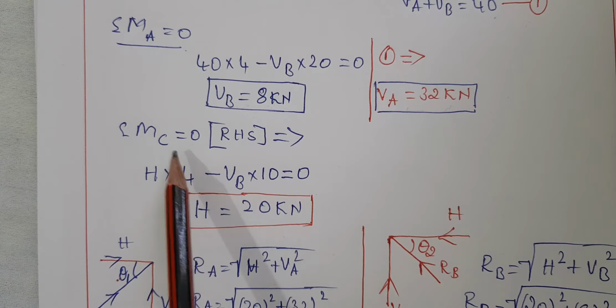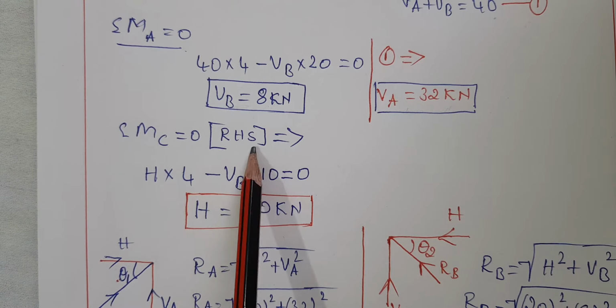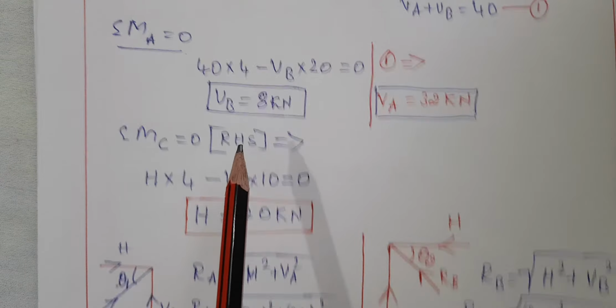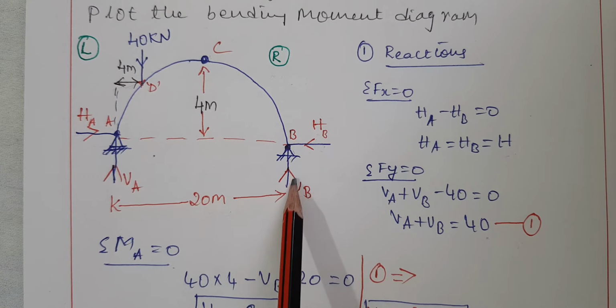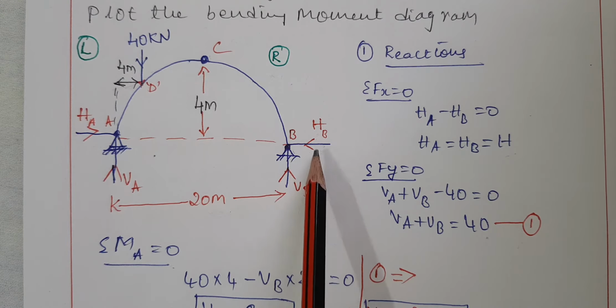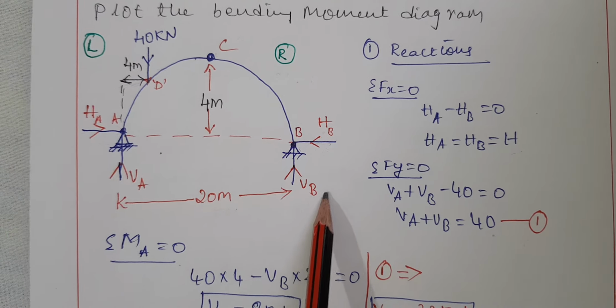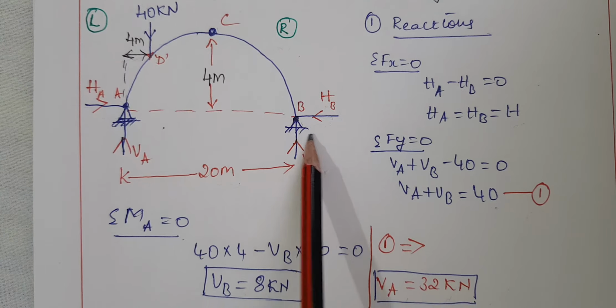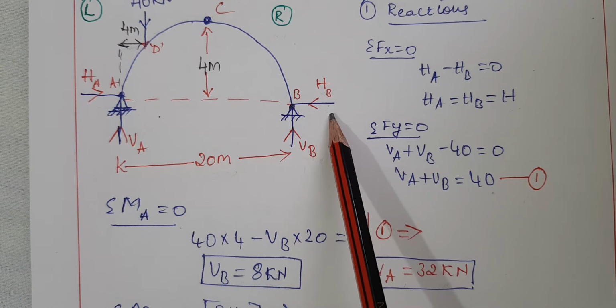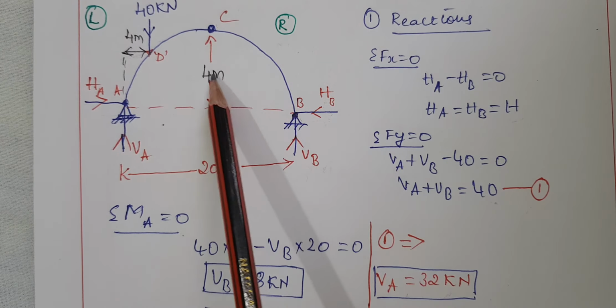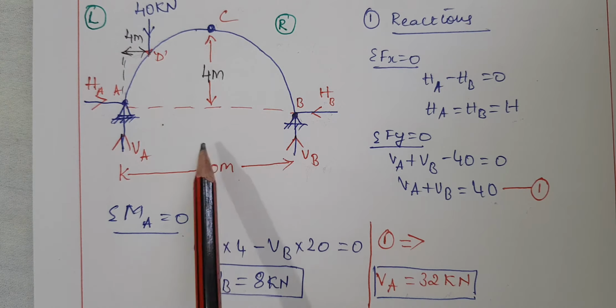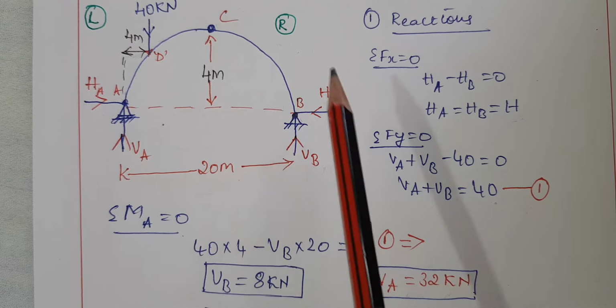Moment at C equal to 0, right hand side. On the right hand side we have only two forces, one is H and another is VB. H tends to rotate clockwise, positive, and its perpendicular distance is 4. For VB, the perpendicular distance is exactly half of the span, that is 10 meters.